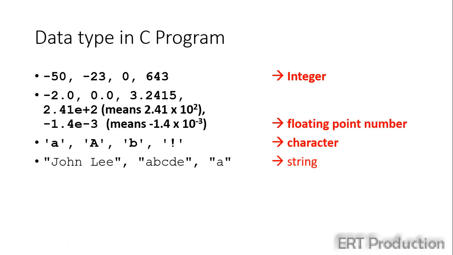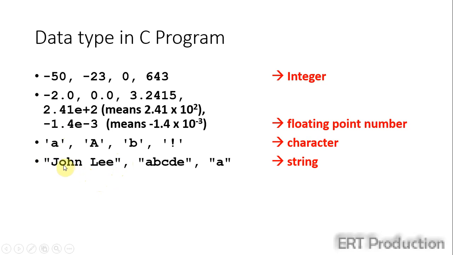character, and string. The main difference between integer and floating point number is that integer is a number without decimal point, while floating point number is a number with decimal point or in scientific notation. The difference between character and string is that character is just a single character, while string is a group of characters ending with an invisible ending symbol, which we will talk about in the future.